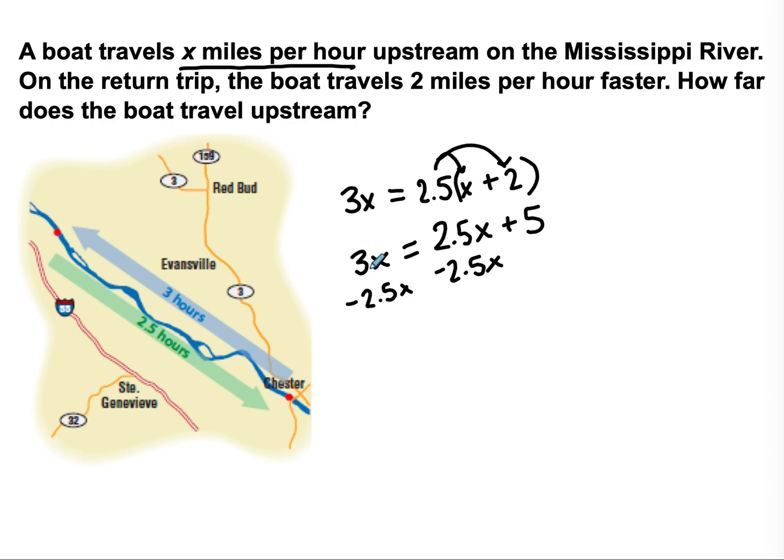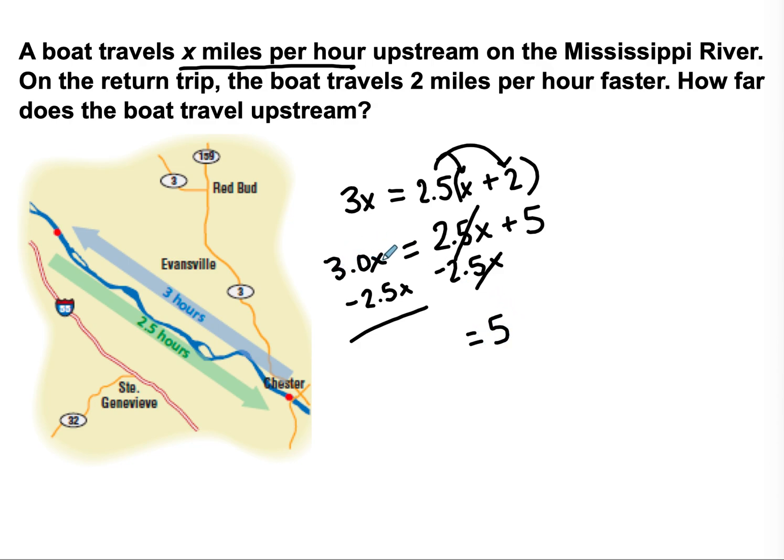If it helps, you can write that 3x. I'm going to rewrite it with a decimal since I'm doing decimal subtraction. Make it 3.0x minus 2.5. 2.5 minus 2.5 is 0. I'm left with 5 on this side.